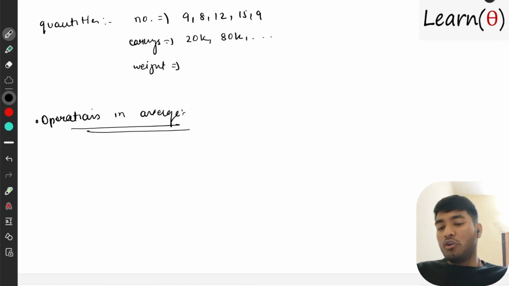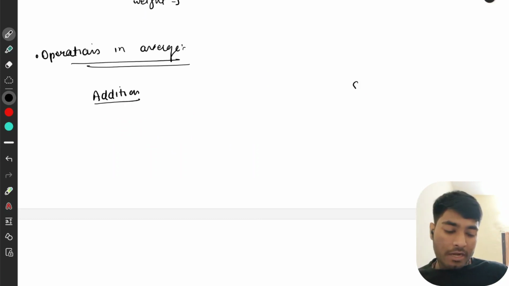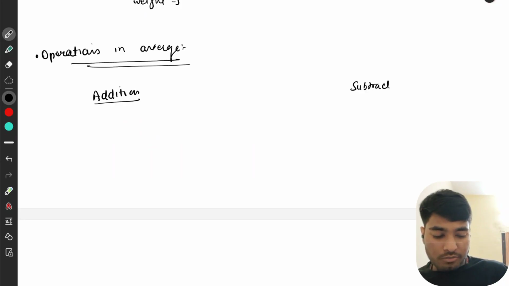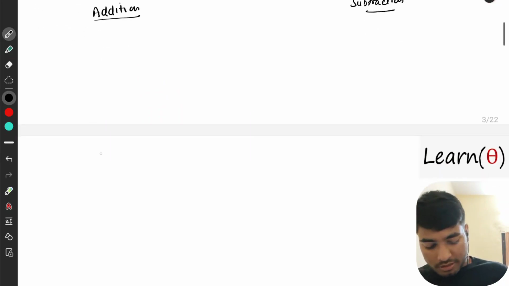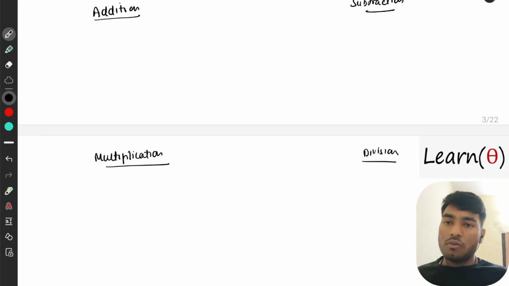That can be found using the operations. Okay, so what are the mathematical operations? The mathematical operations include addition, subtraction, then it can be multiplication, or it can be division. Okay, now what does this mean?